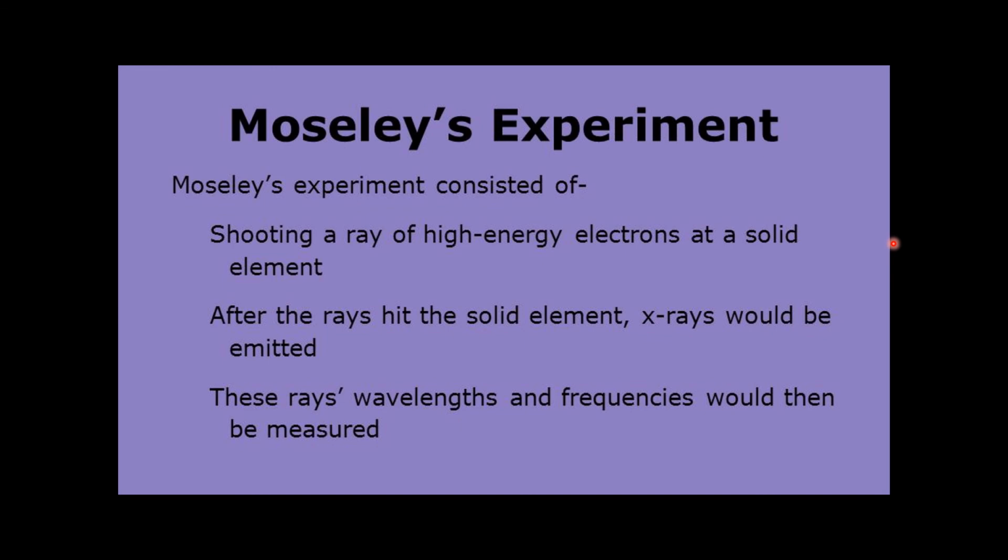Now a very important point, children. Atomic number is considered as a very fundamental property for each and every element. This was first proposed by Henry Moseley. Moseley's experiment consisted of shooting a ray of high energy electrons at a solid element. After the rays hit the solid element, X-rays would be emitted. These rays' wavelengths and frequencies would then be measured.